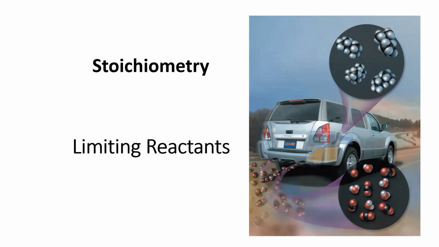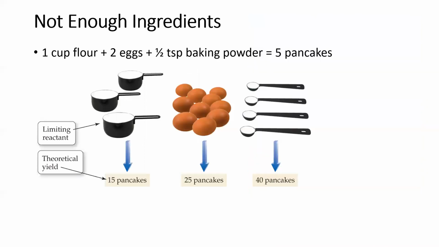So limiting reactants are essentially the reactants that get used up before the other reactants, and they limit the amount of product that can be produced, right? If there's no more of that reactant, it can't react and combine to make new products. So we'll still use the analogy of a recipe or ingredients.